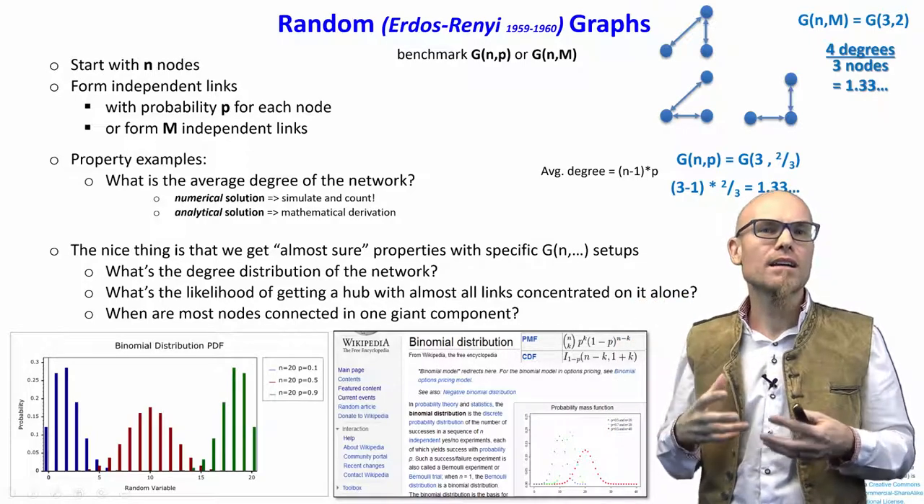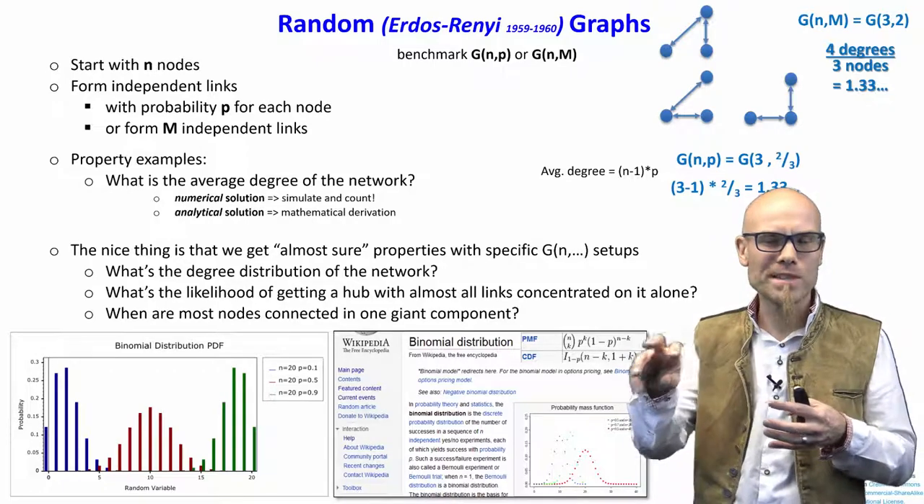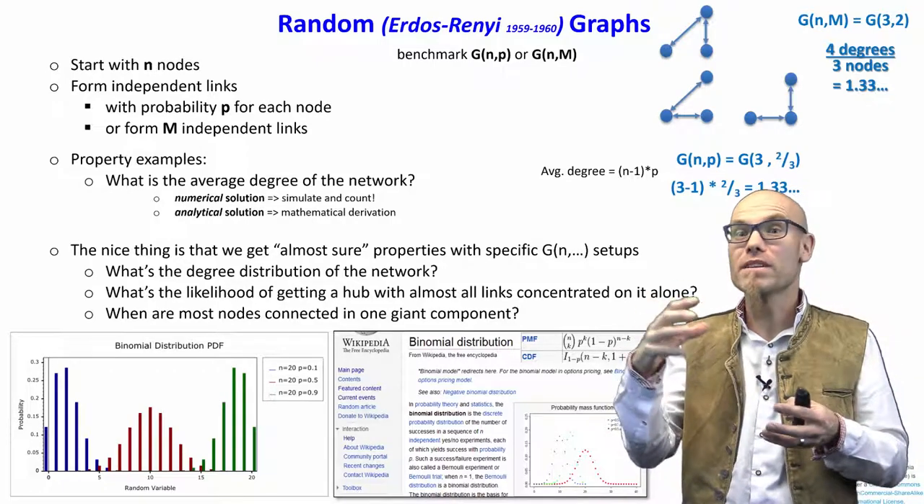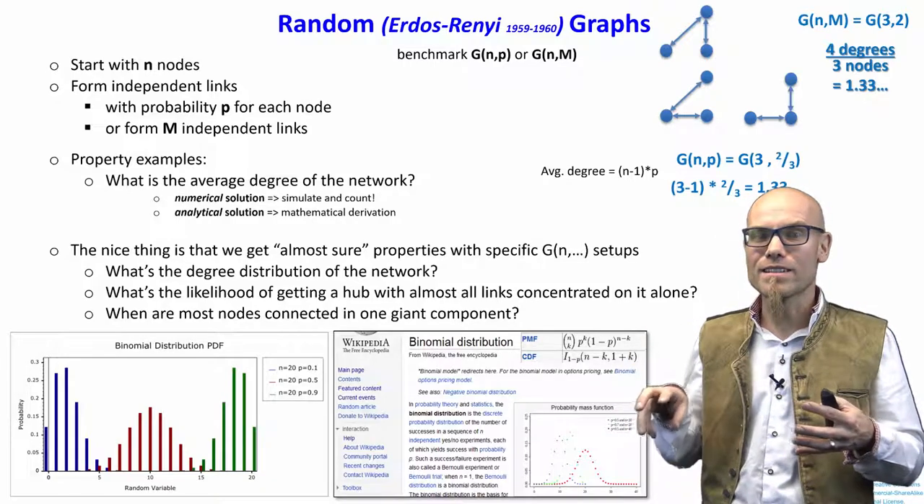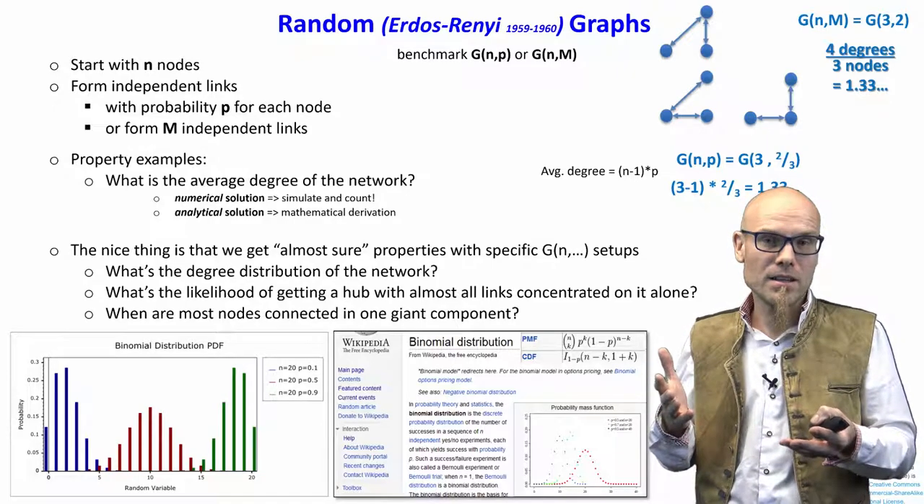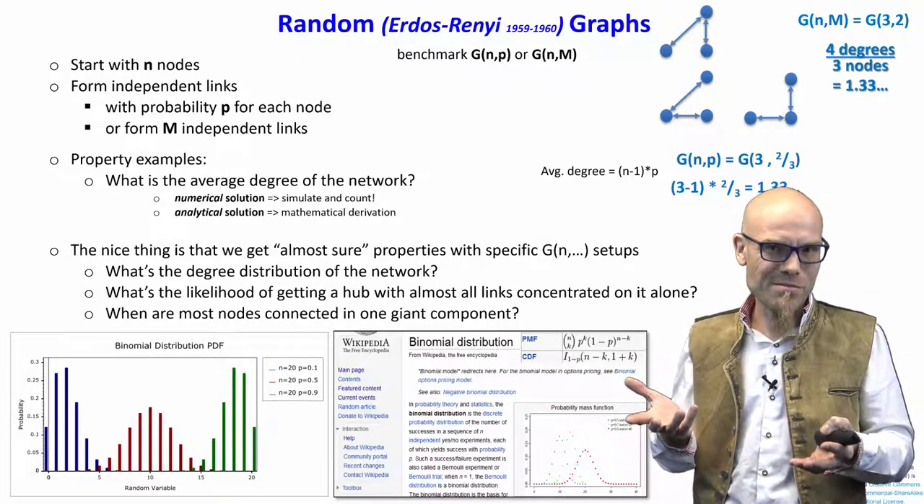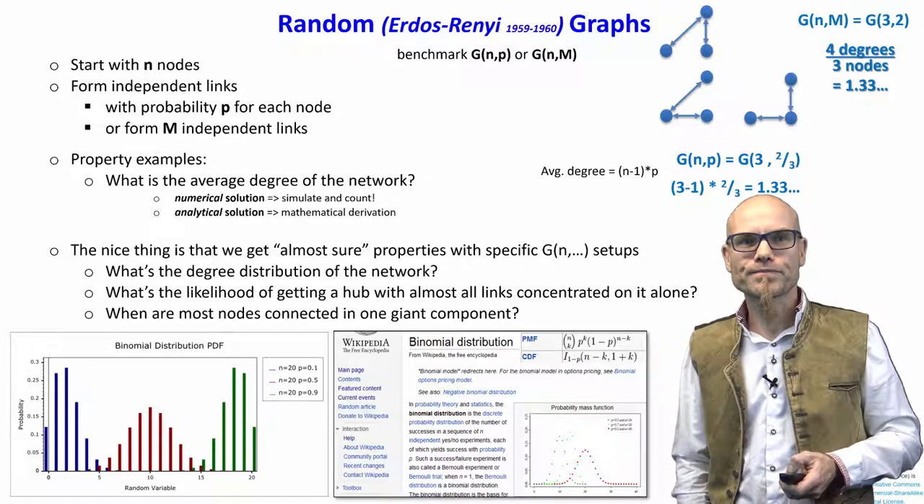So we can ask, when are most nodes actually connected? When there are no isolated groups anymore, no separate groups, when they're all in. That's a very important question, because if everybody is connected, if there are no isolated groups, for example, a disease could spread to everybody, or an innovation could spread to everybody. So when do these giant components emerge?